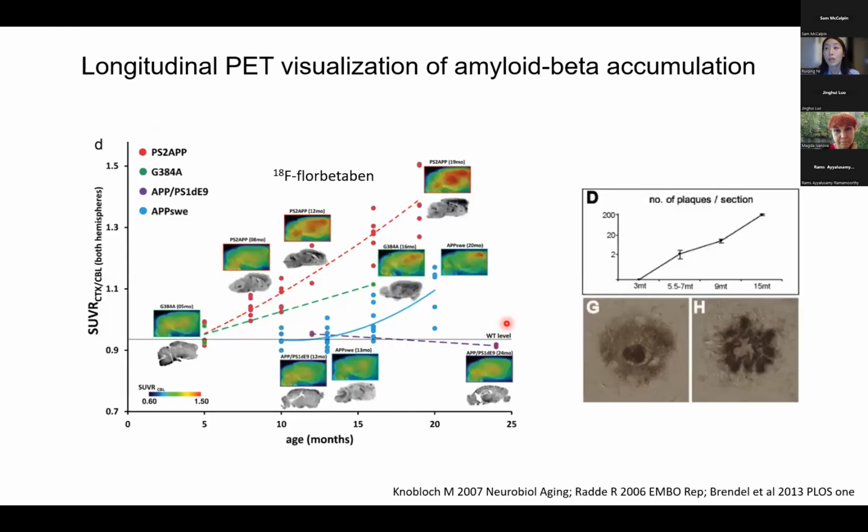The great value of PET in small animal imaging is that it provides a longitudinal visualization of A-beta accumulation. In this paper by Brendel et al., they show in different transgenic mouse models, by using florbetaben, that they can map the increase along with increasing age, and a different rate of increase of plaque is demonstrated by the PET imaging method.